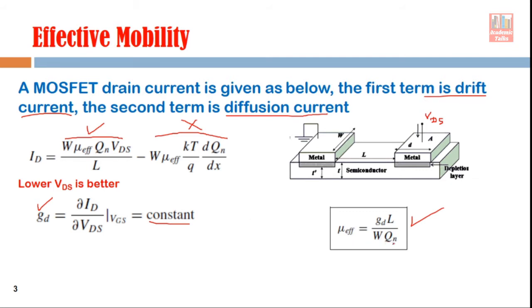And what about this Qn? Qn is the charge in the channel, and this charge is n-type charge because here we are considering an NMOS device. That's why this Q has this N subscript here. This is an NMOS device because the carriers in this NMOS are n-type carriers, right? Anyway, Qn is the free charge per unit area, meaning the electron density per unit area, you can say.